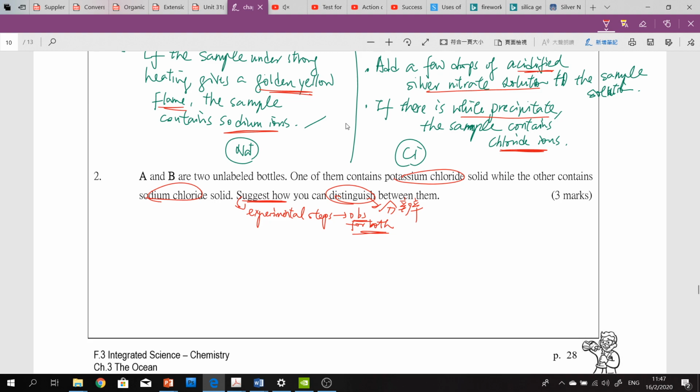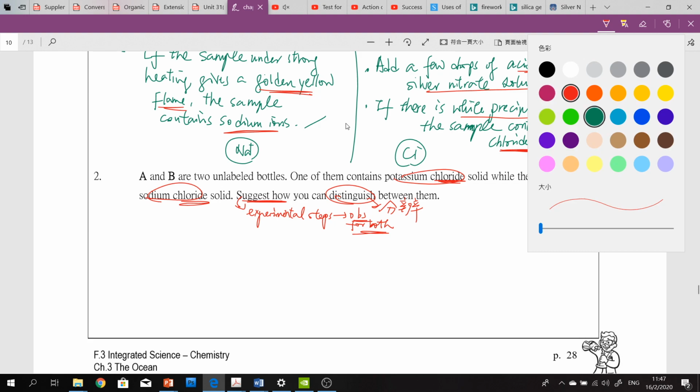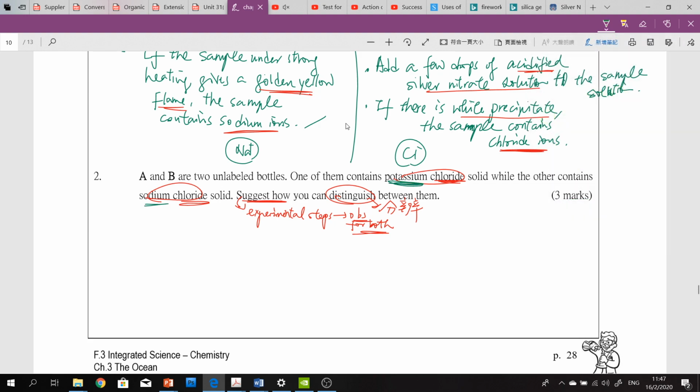Will we use silver nitrate solution? Well, both will give you observation, but both will give you white precipitate, right? So why? Because both contain chloride ion. So this is not the way to compare. I would not use chloride ion to compare. Instead, I use the metal part, potassium and sodium ion, to distinguish which is which. Yes, that's right. You are going to do flame test.